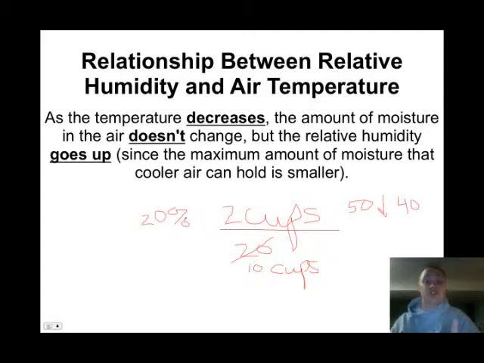So here's the relationship, if you haven't seen it yet. As temperature goes up, temperature increases, relative humidity is going to decrease. As temperature decreases, it goes down, relative humidity is going to go up.